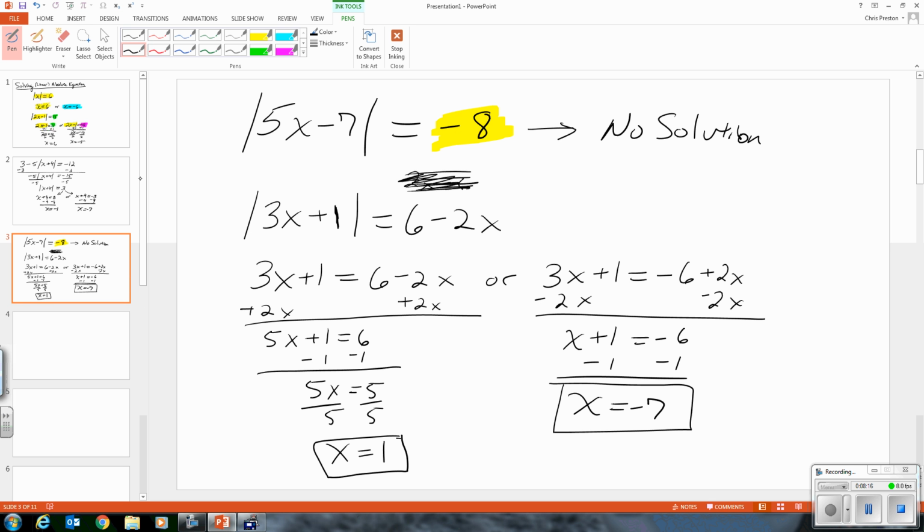All right, so that's solving absolute value equations. And again, these were all linear, but you can see if there was an x squared in here, you could work that out and solve it and do it likewise.